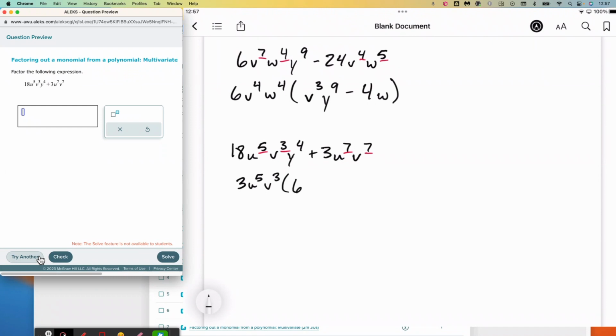18 divided by 3 is 6. U to the 5th divided by u to the 5th is 1. V to the 3rd divided by v to the 3rd is 1. That leaves a y to the 4th. Plus 3 divided by 3 is 1. U to the 7th divided by u to the 5th is u to the 2nd. V to the 7th divided by v to the 3rd is v to the 4th.